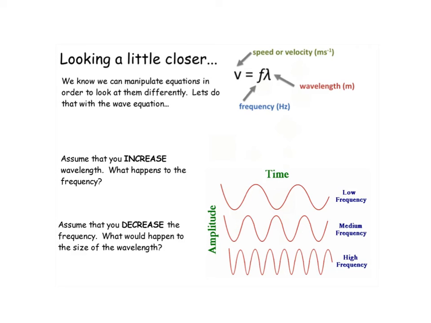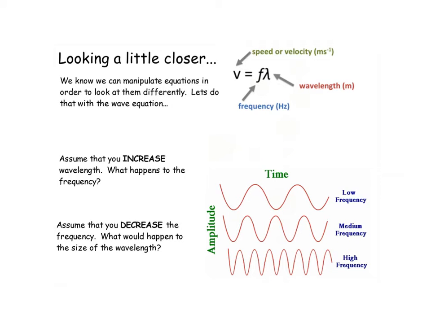Now, looking a little closer, we can see some of the effects that frequency has on wavelength and vice versa. If we were to increase the wavelength, so if the wavelength were to get longer and the speed were to stay the same, then the frequency needs to go down. If I were to decrease the wavelength, so if the wavelength were to get smaller, then the frequency would have to go up.